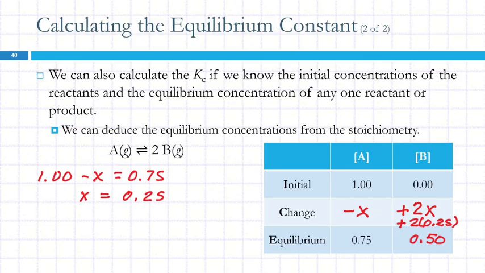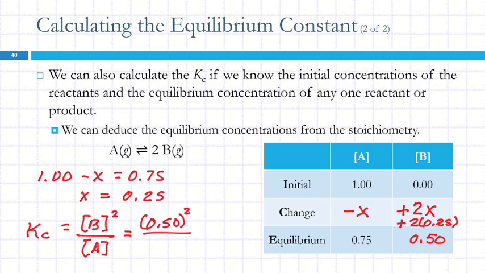So, how would we calculate the equilibrium constant? Well, Kc is going to equal the concentration of B at equilibrium squared over the concentration of A. Concentration of B is 0.5. That's going to be squared. Divided by A, 0.75. 0.333 repeating, just keep 2 sig figs. Any questions?